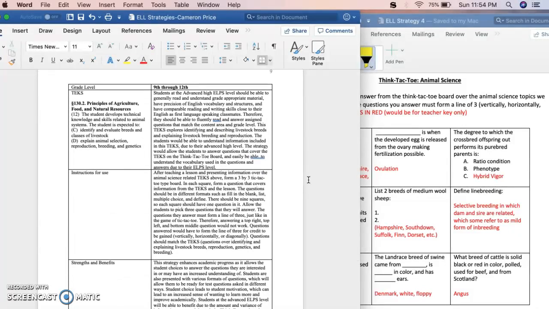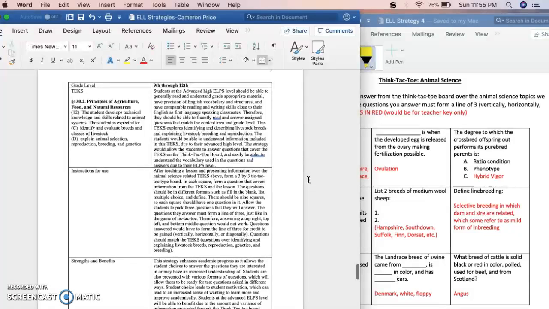The TEKS I'll be going over for the Think-Tac-Toe are for principles of ag. It's going to be animal science in this case. Identify and evaluate breeds and classes of livestock. Explain animal selection, reproduction, breeding, and genetics.